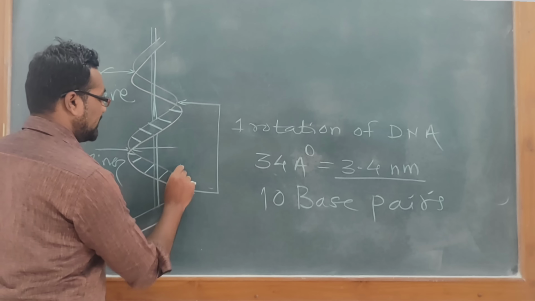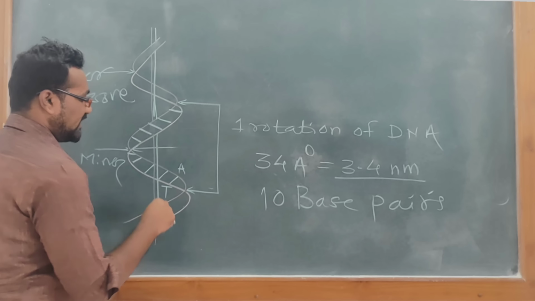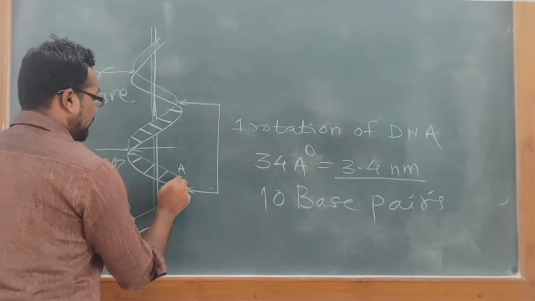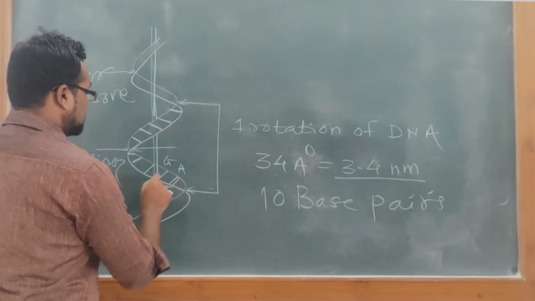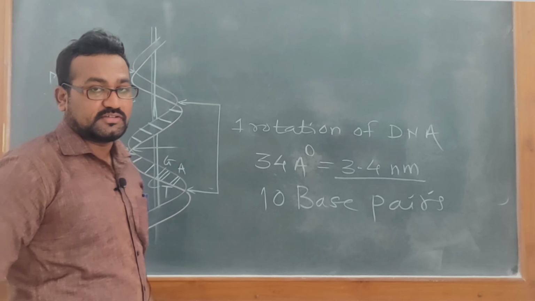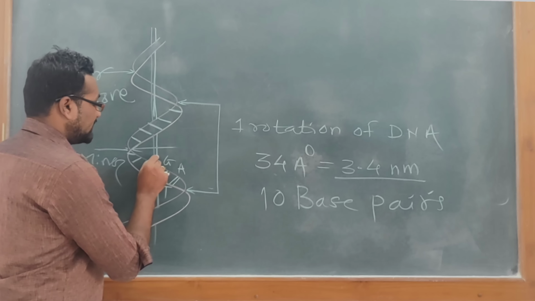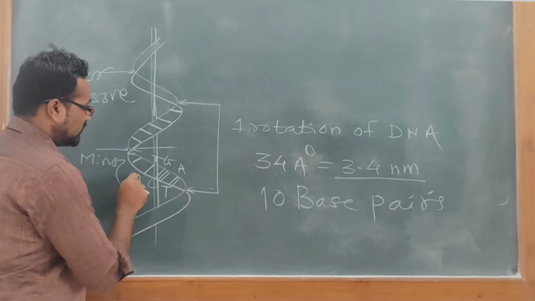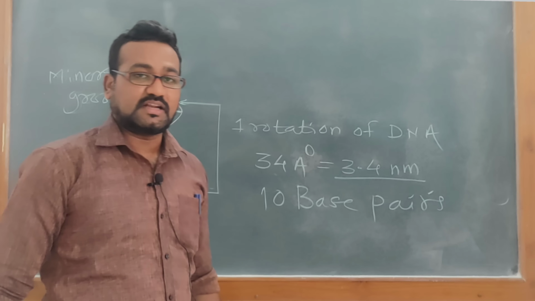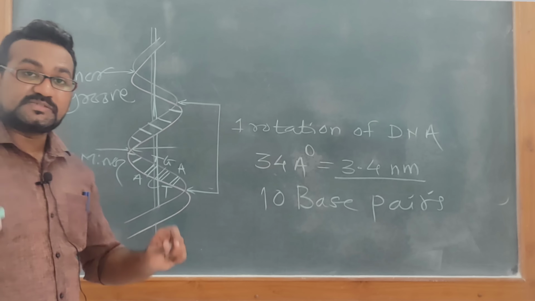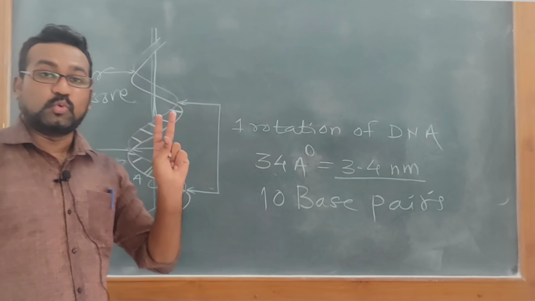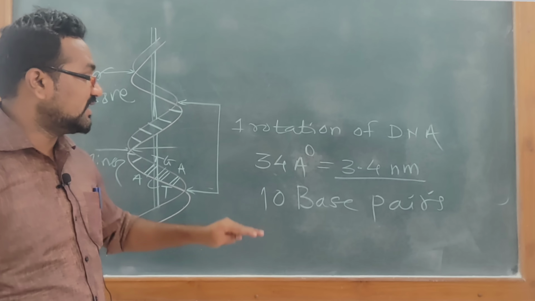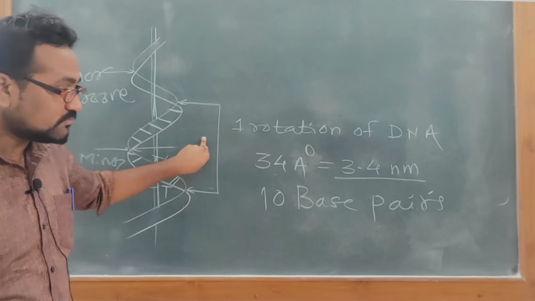Base pair means if this side is A, then the opposite side should contain T. Between A and T you will have 2 hydrogen bonds. Between G and C you will have 3 hydrogen bonds. If this strand contains T, then the opposite side should contain A and 2 hydrogen bonds are there. So here I have shown 3 base pairs. Likewise, 10 total base pairs are present in one circle or one rotation of DNA, as I am saying here.